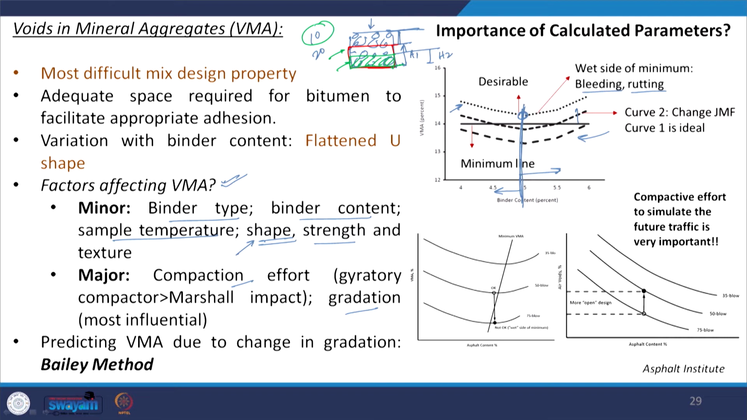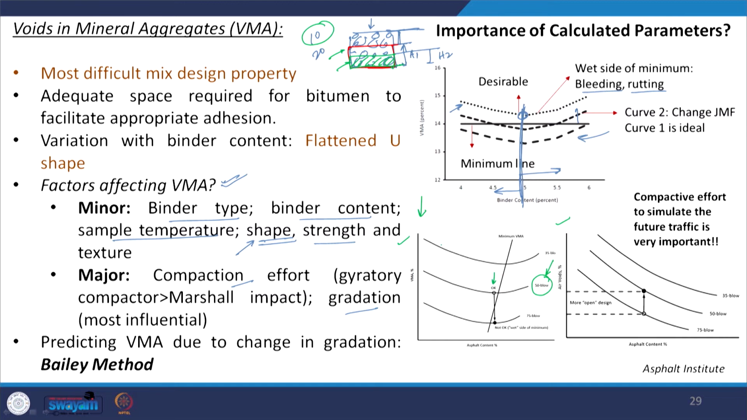Now, to understand this, let us see these two figures shown here. Please see the first figure. Say we have designed our mix using 50 blows. Let us say we have a criterion that corresponding to the traffic, the specification says that you apply 50 blows to prepare the bituminous mixture. Here we are assuming that the traffic will not be very high in the actual field. So, we are using 50 blows of compaction, and the binder was chosen on the dry side of the minimum.